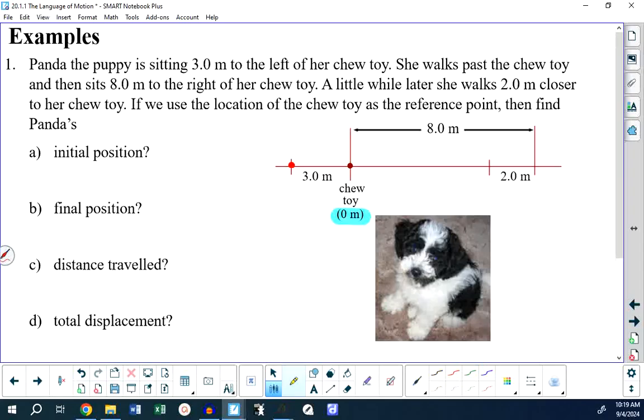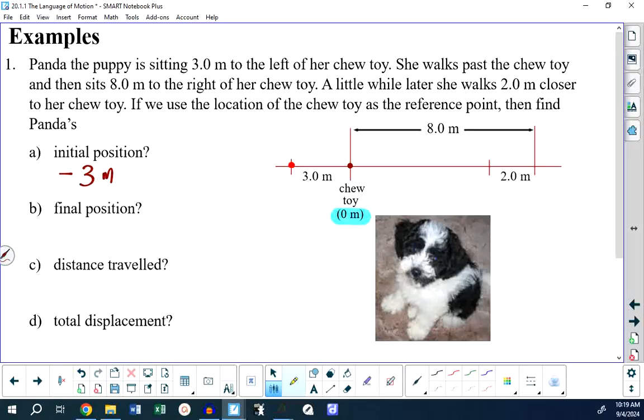How can we describe that? Well, what we can do is simply say the initial position is -3 meters. Because she is 3 meters to the left of the reference point.